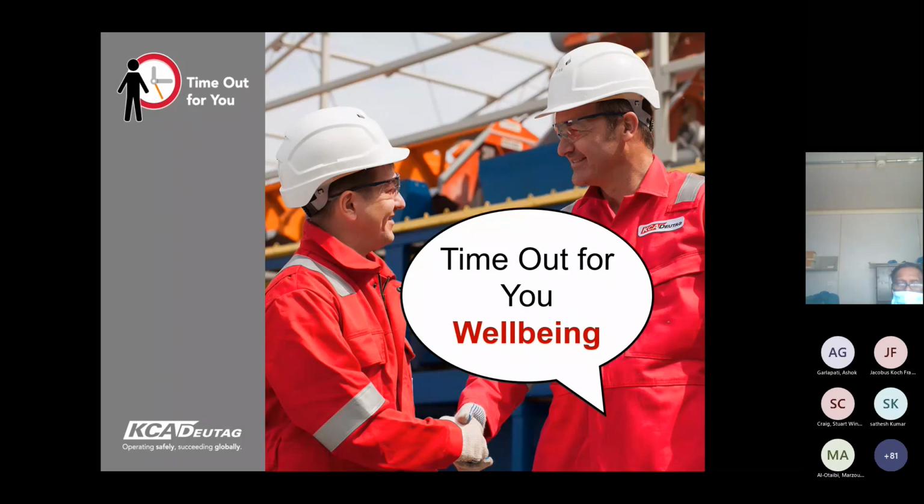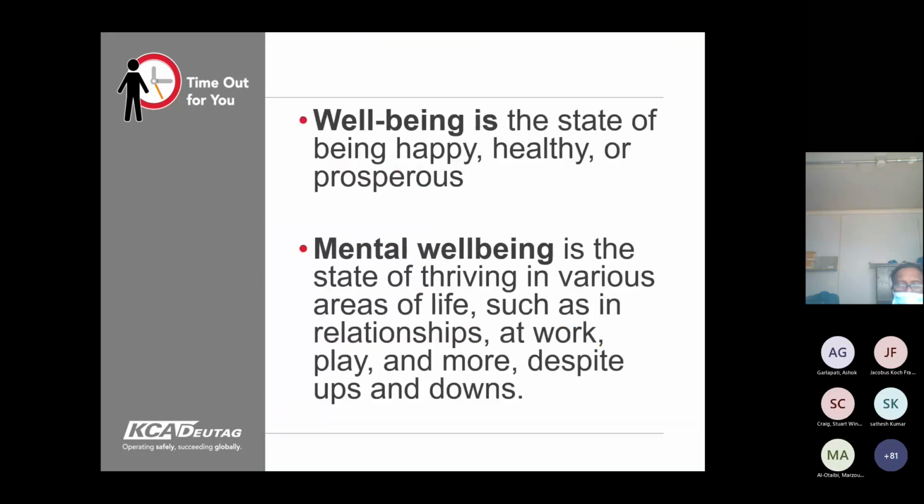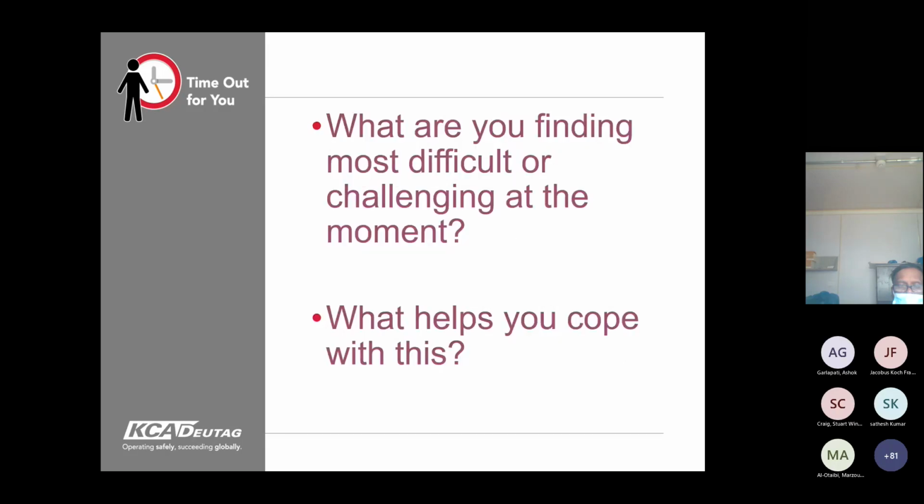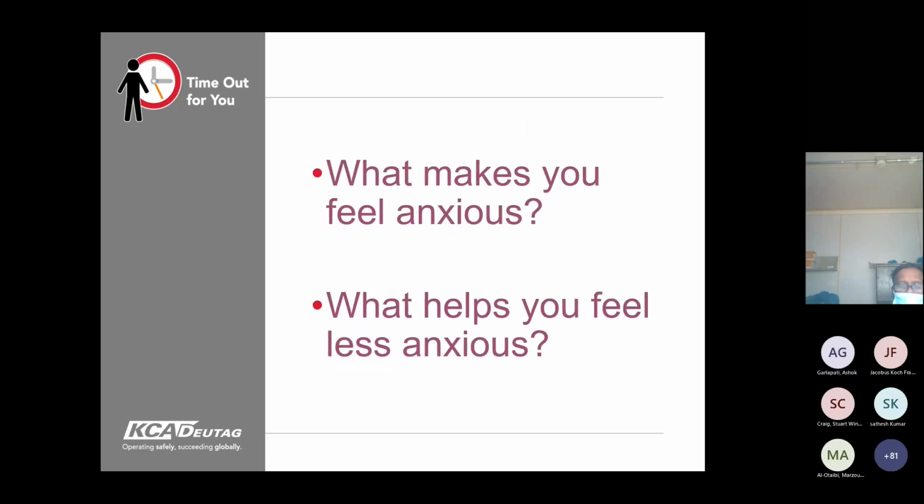When people have a necessity to speak, so they have time for it, we offer them some kind of subjects with timeout cards, so they can keep this discussion. We explained that well-being is a state of being happy, healthy, and prosperous, and mental well-being is a state of thriving in various areas of life, such as work, relations at work, play, and more, despite ups and downs. So we asked them to discuss things like what are you finding most difficult or challenging at the moment, what helps you to cope with this, what makes you feel anxious, what helps you feel less anxious, so people can share their own feelings on a specific subject like this.